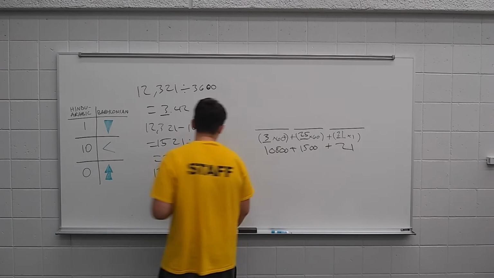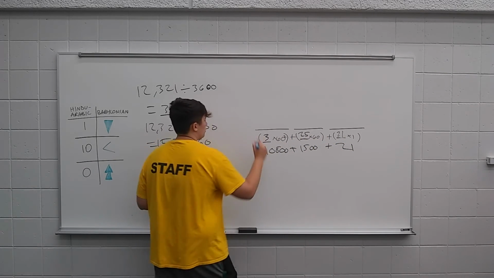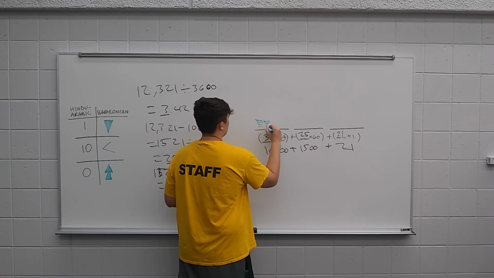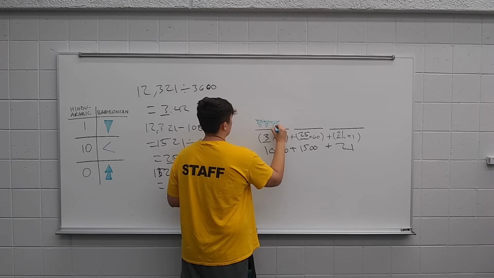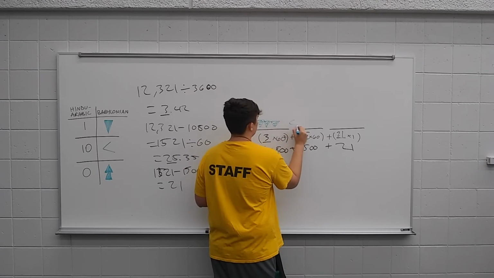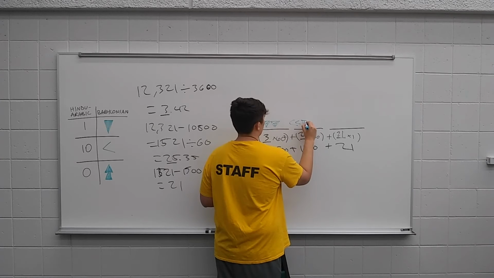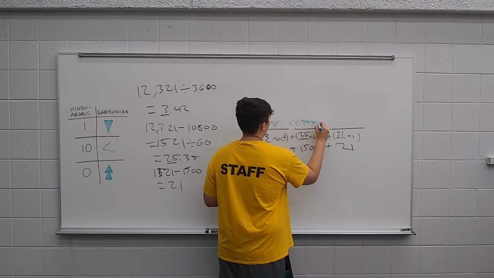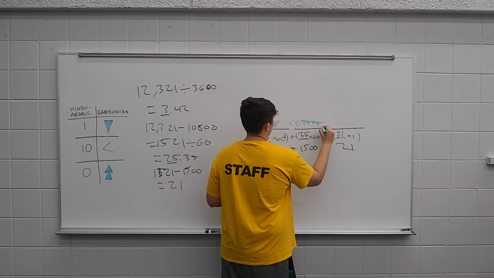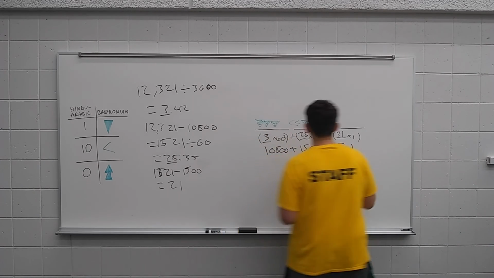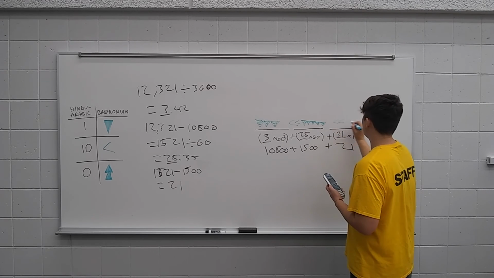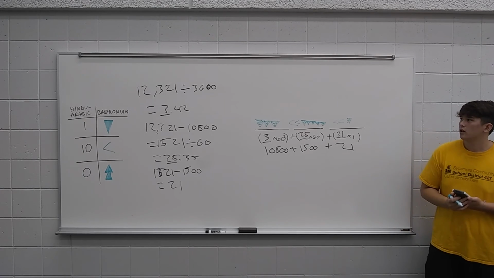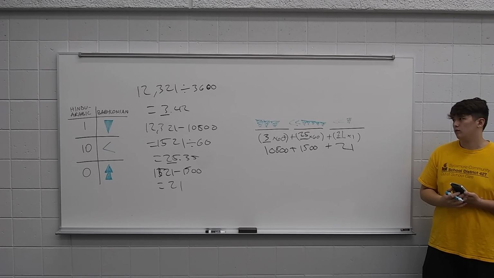And then converting them into our symbols, we have 3 triangles here. And we have 2 sideways and 5 triangles. And finally we have 2 sideways and 1 triangle. And that is 12,321 in our Babylonian number system.